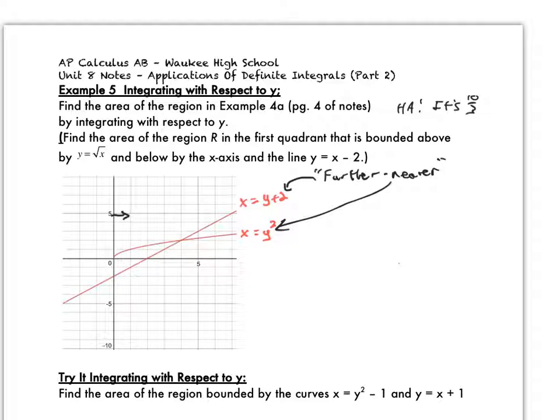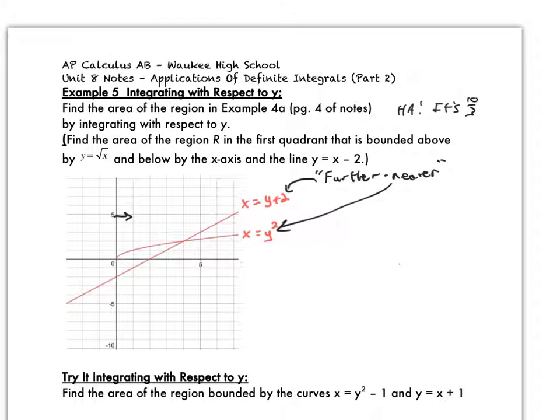All right, so the way that I would set this up as an integral would be very simple. I would integrate the further curve, which is y plus 2, minus the nearer curve of y squared, and this is all with respect to y, so you know the integration is going to be easy. I just have to deal with y's instead of x's.